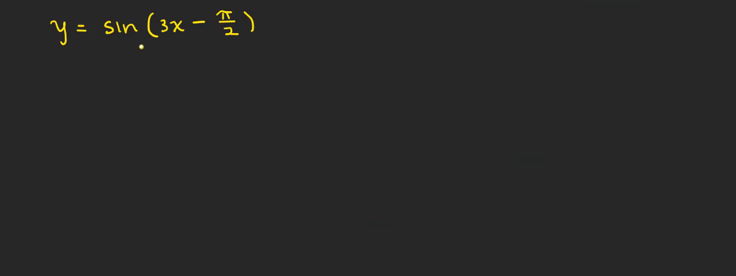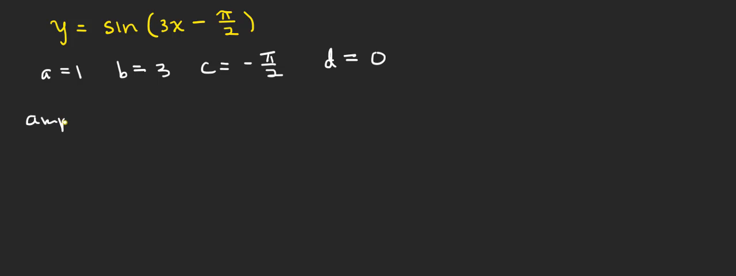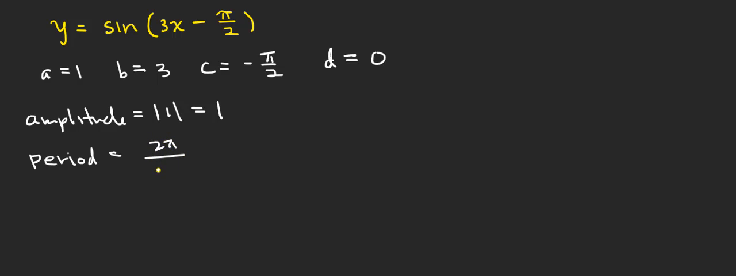So we have y equals sine of quantity 3x minus pi over 2. And what is A? A is going to be 1. B is 3. Now C is going to be negative pi over 2. And of course D is 0. So what is the amplitude? Amplitude is the absolute value of 1, which is 1. Period is going to be 2 pi divided by the absolute value of 3, which is 2 pi over 3.